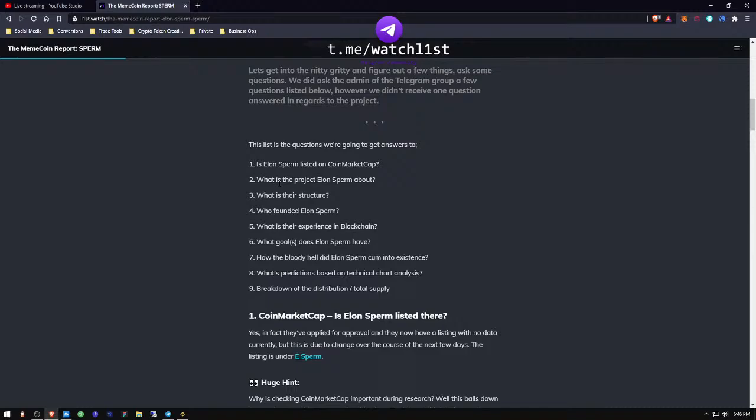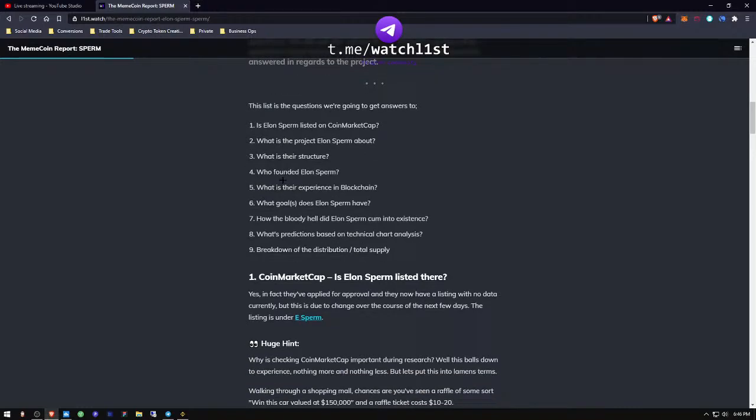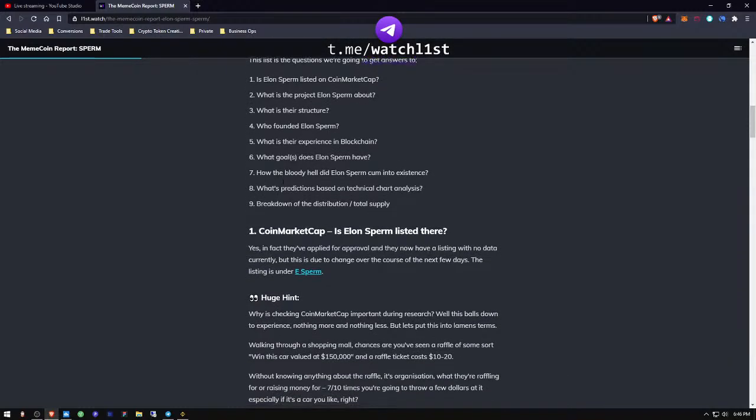We wanted to go in depth into what this meme coin is, their goals, and we tried reaching out to the owner of the Telegram group, and he couldn't even answer basic questions like who's the founder, what is your structure, what are your goals. The very wishy-washy answers immediately didn't sit right for me, didn't sit right for my friend.